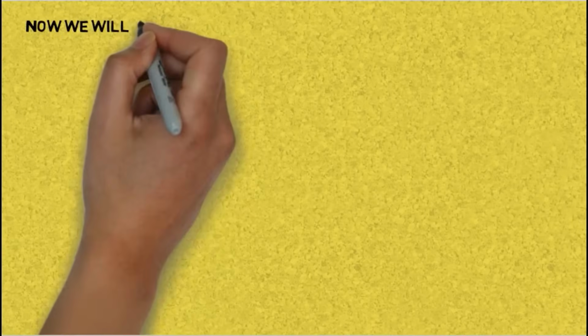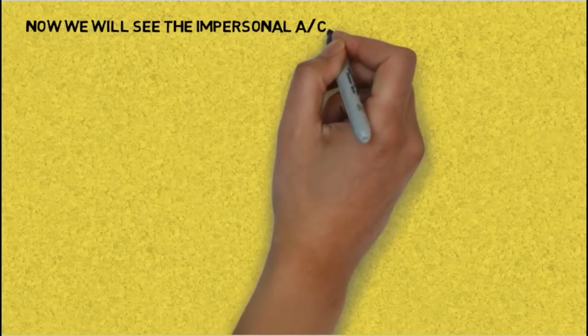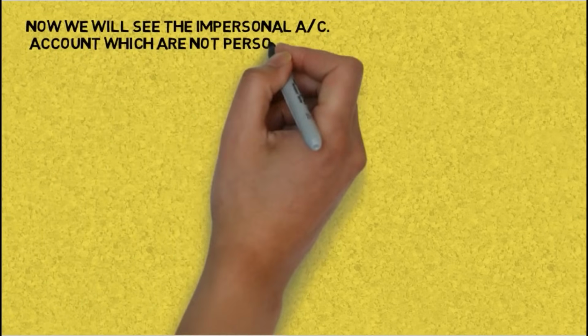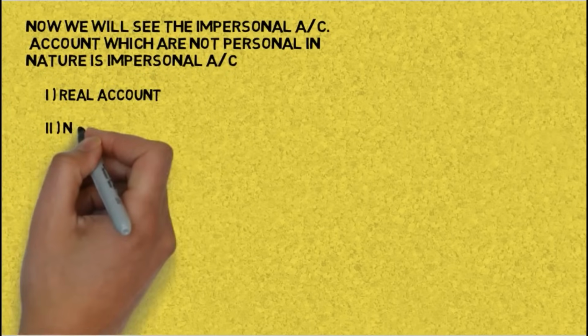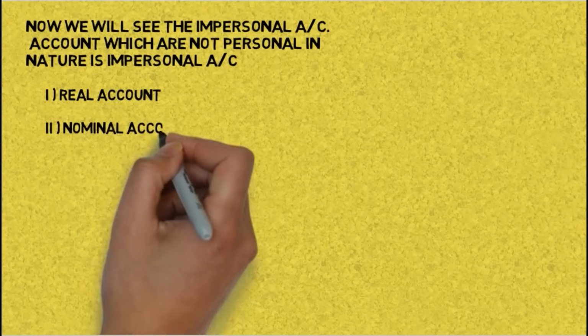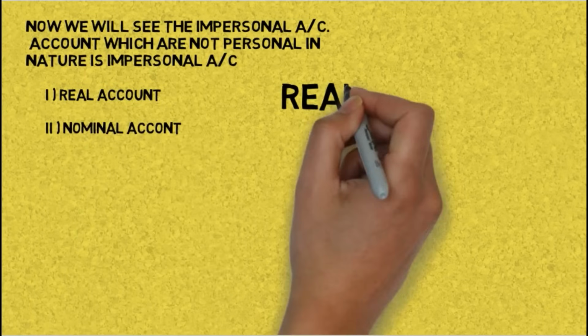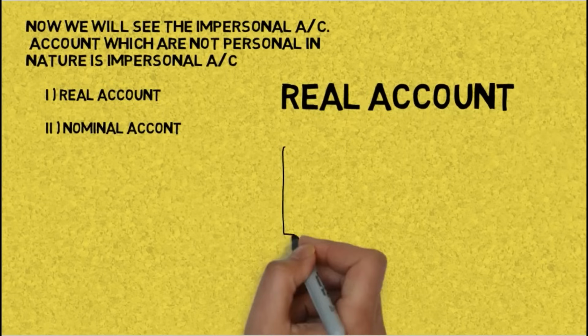Now we will see the impersonal account. Accounts which are not personal in nature are called impersonal accounts. Subcategories of impersonal accounts are real account and nominal account. Here we have real account.